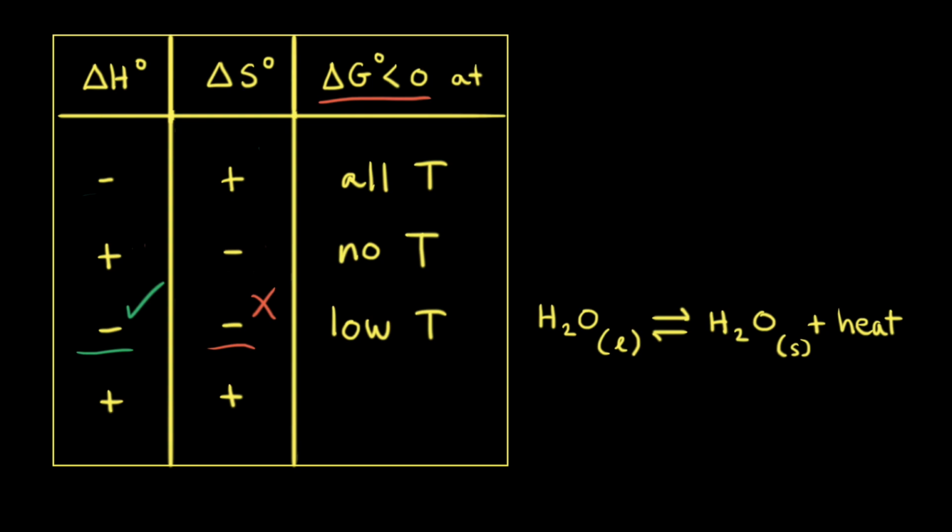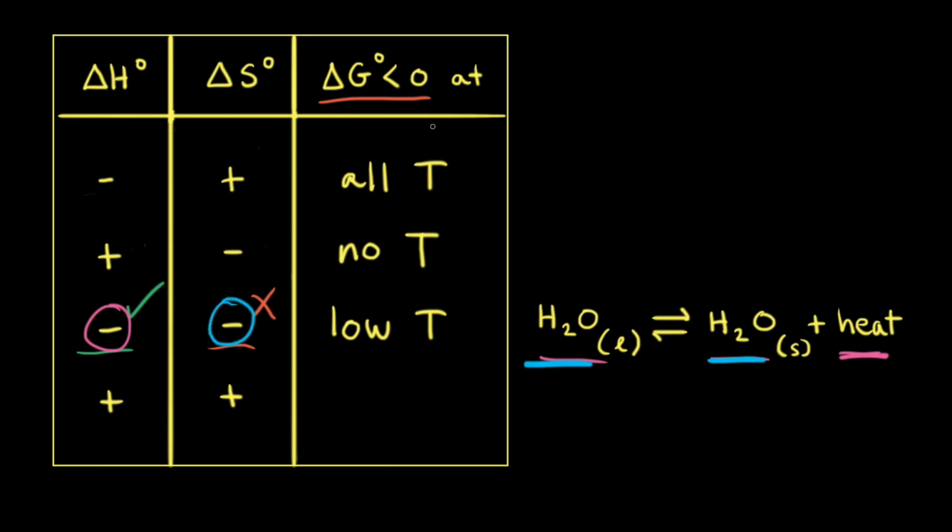So far, we've been talking about delta G naught relative to a chemical process. However, delta G naught also applies to a physical process. In this case, we're looking at liquid water turning into solid water. So this is the process of freezing. The process of freezing gives off energy, so this process is exothermic and delta H naught will be negative. Going from a liquid to a solid is a decrease in entropy, therefore delta S naught is negative.